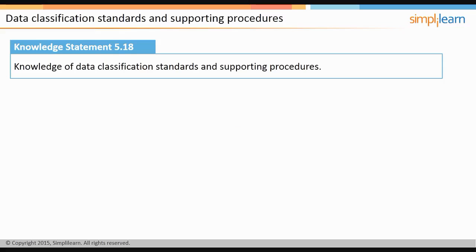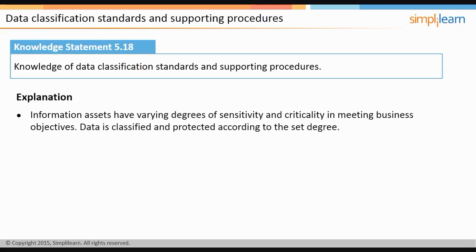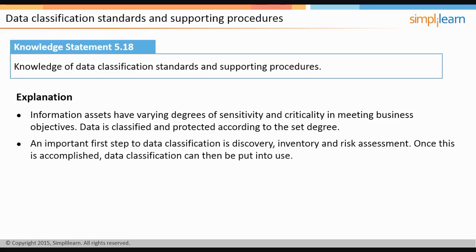A CISA candidate must have knowledge of data classification standards and supporting procedures. Information assets have varying degrees of sensitivity and criticality in meeting business objectives. Data is classified and protected according to the set degree. An important first step to data classification is discovery, inventory, and risk assessment. Once this is accomplished, data classification can then be put into use.